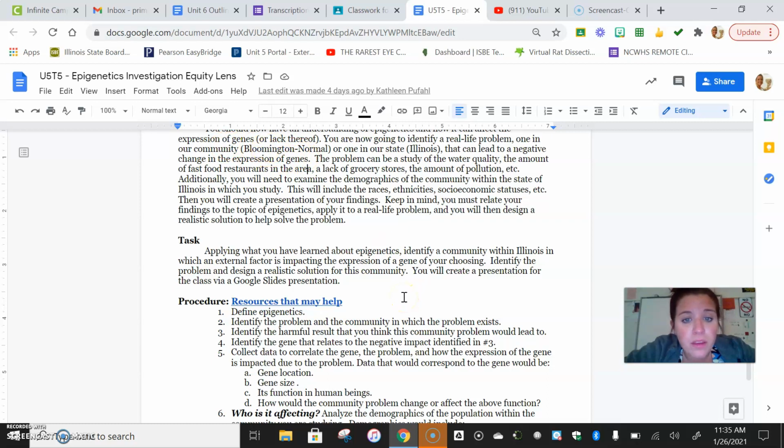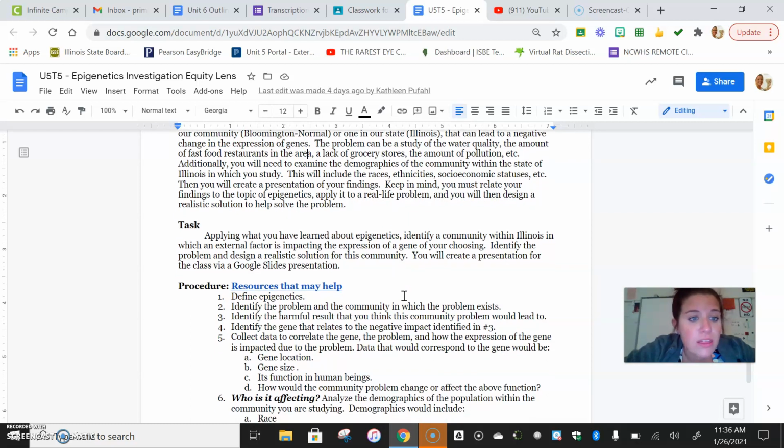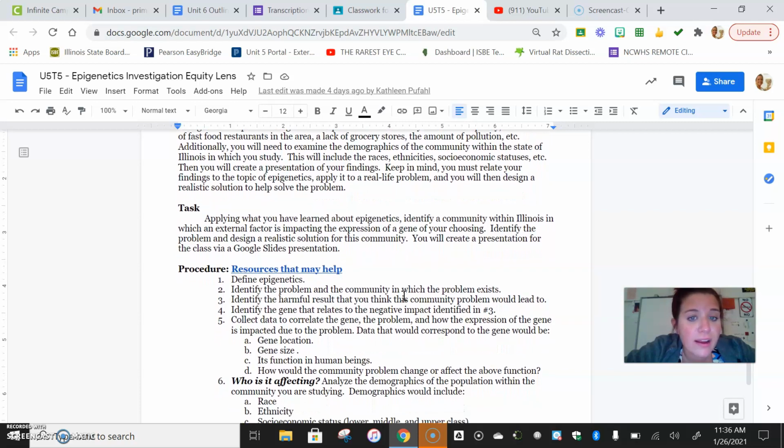The problem can be a study of water quality, the amount of fast food restaurants in the area, lack of grocery stores, amount of pollution, etc. Additionally, you will need to examine the demographics of the community within the state of Illinois in which you study. So if you decide to examine Bloomington Normal, I would need you to break down the demographics in terms of race, ethnicities, socioeconomic status. So is it a high poverty area or a low poverty area? Are there a lot of middle class people there? Things like that. Then you will create a presentation of your findings.